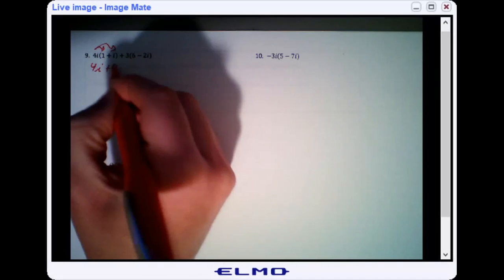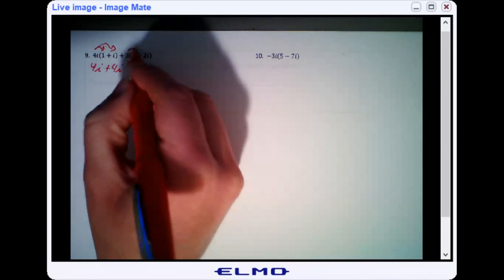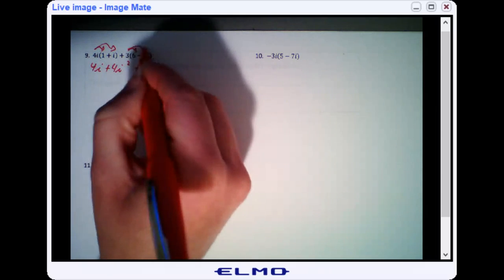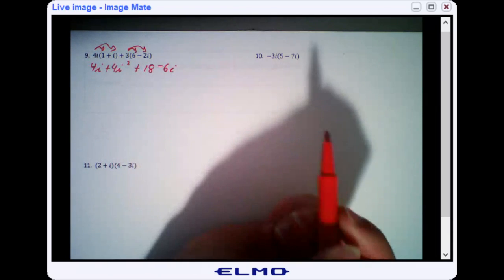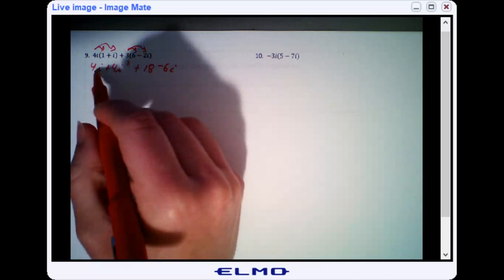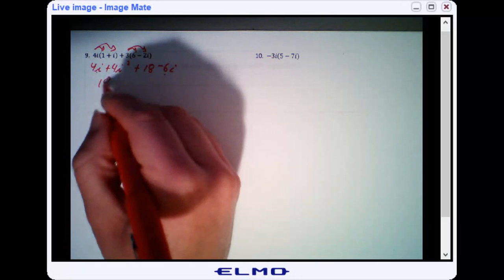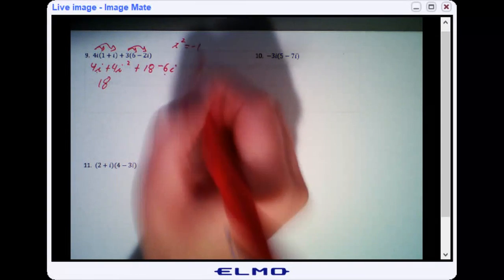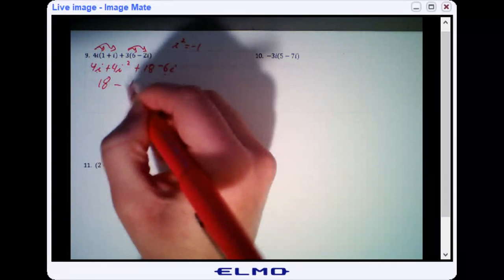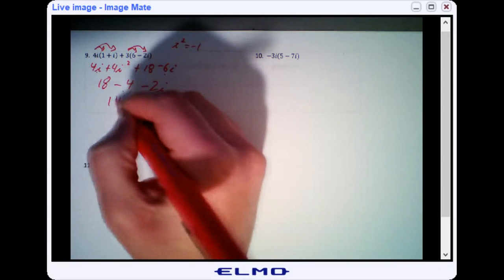When we look at 9, we're going to distribute first and then combine like terms. We get 4i plus 4i squared plus 18 minus 6i. I'm going to combine my like terms. So I know 4i minus 6i is negative 2i. So 4i squared, i squared is negative 1, so this is going to be really negative 4 right here. And then minus 2i. 18 minus 4 is 14 minus 2i.